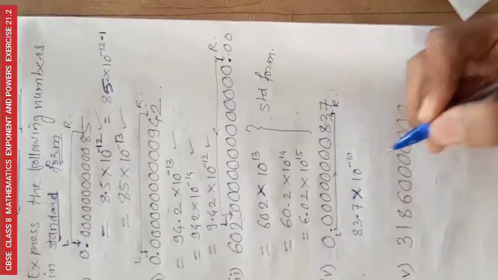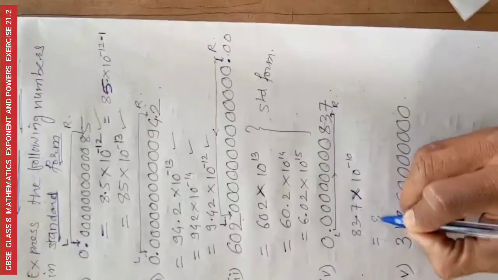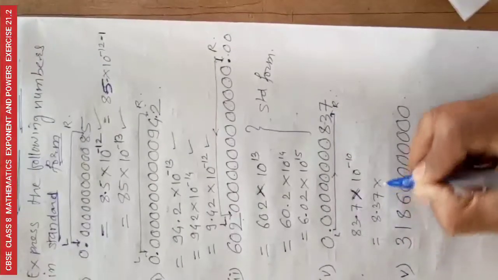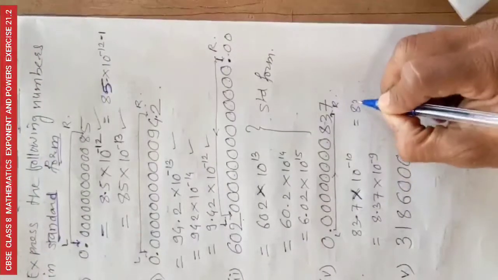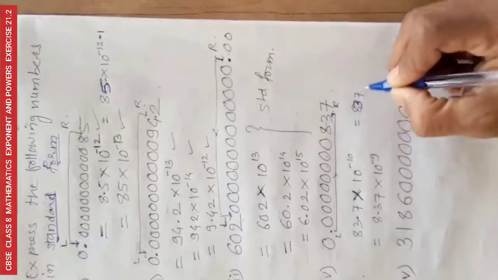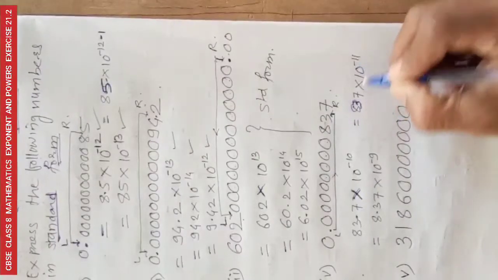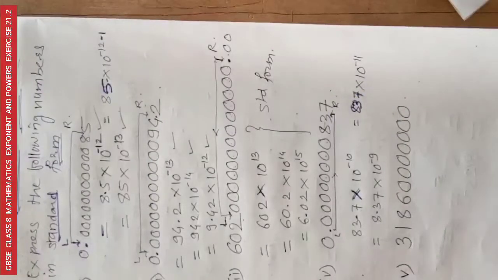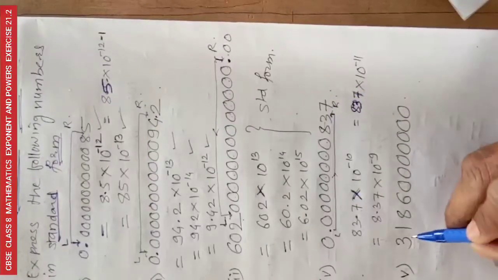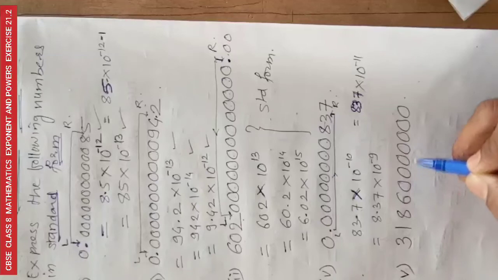It can also be written in the form of 8.37 into 10 raised to the power minus 9. It is also written as 83.7 into 10 raised to the power minus 11. It is also an answer. Okay, and the last one is here 3186 and then 6 zeros.